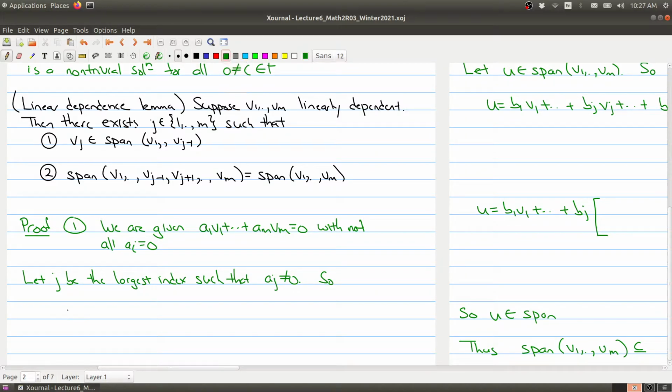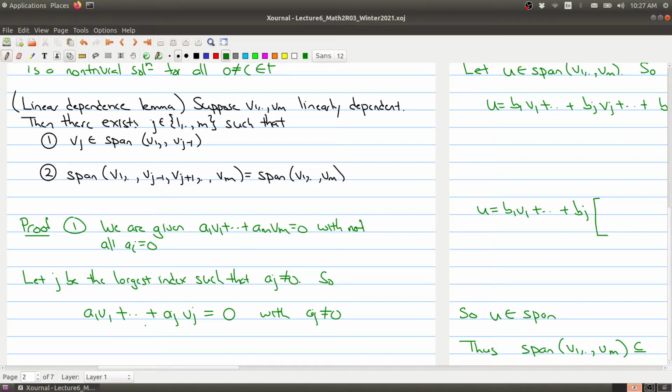So what that means is you could take your non-trivial solution and write it as a1 times the vector v1 up to aj times the vector vj, and you still have 0. And just remember that it means that aj plus 1 is 0, aj plus 2 is 0, so we can chop off the end. Okay, so now we have this with aj not equal to 0.